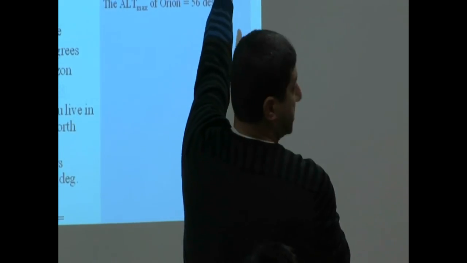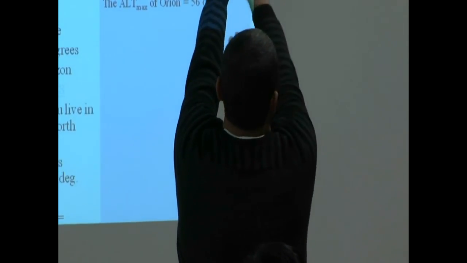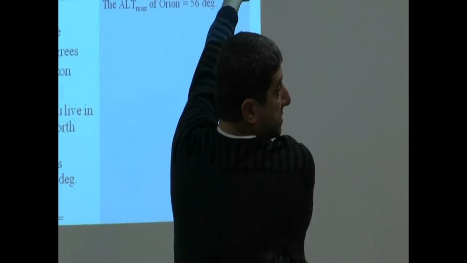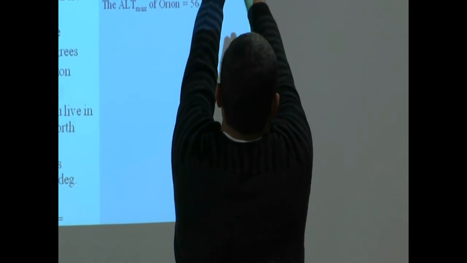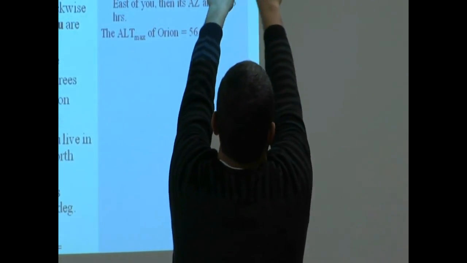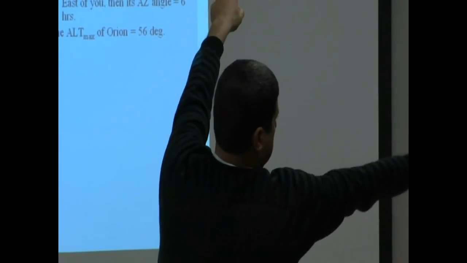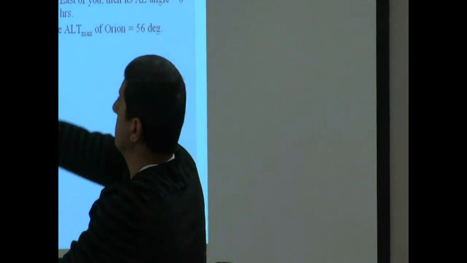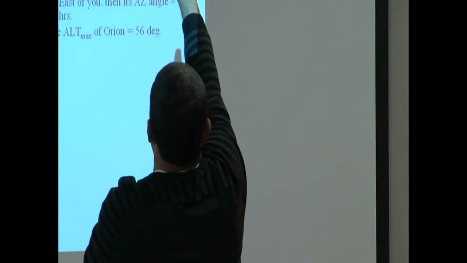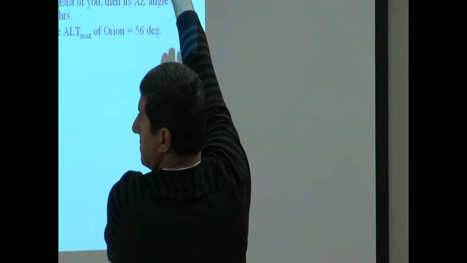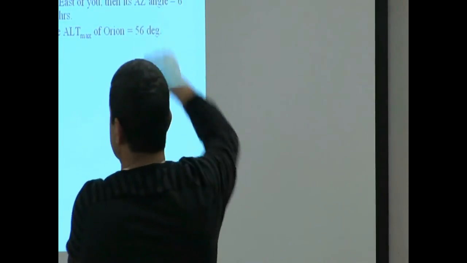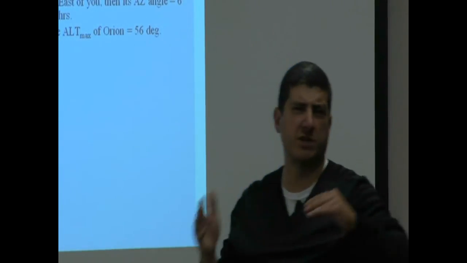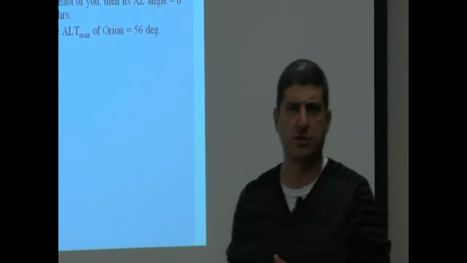When it's at the highest in the sky, it's going to be 56 degrees above your southern horizon. Then it's going to set, and then the next day, same thing. It's going to go over there, and that's 56 degrees. You see? So that's what that means. I always want to show you the answer, then I want to show you what it means. Otherwise, it's just numbers to you, you know? Okay.